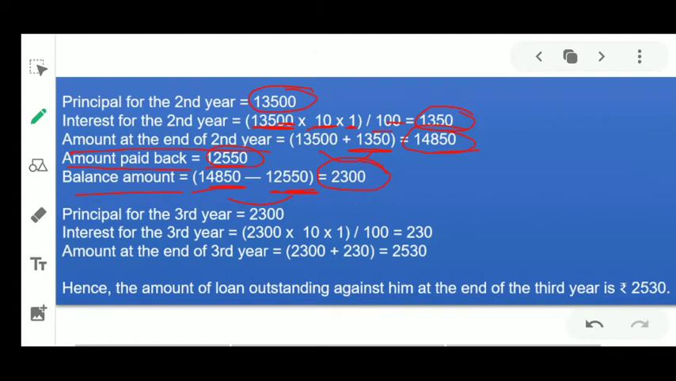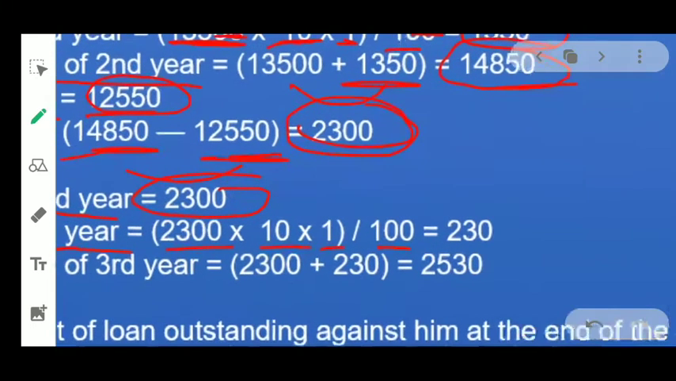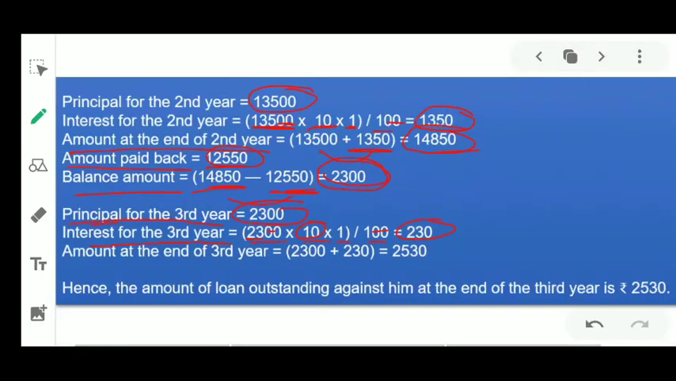So now the principal for the third year equals 2,300, that is the balance amount of the second year. Now the interest for the third year equals P into R into T by 100. Here the zero will be cancelled. Then 23 into 10 gives 230. That is the interest for the third year.